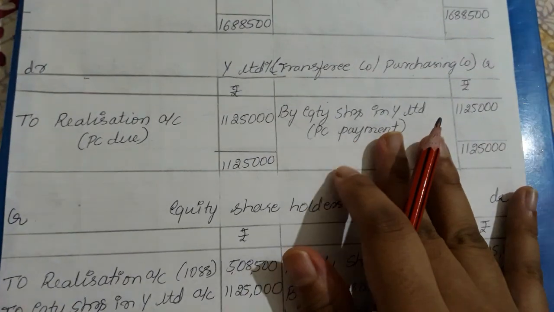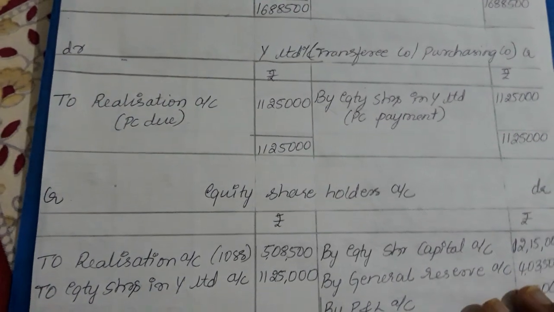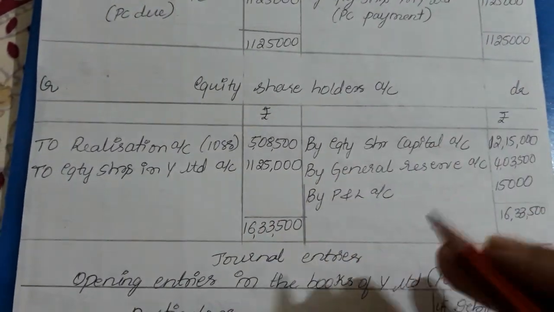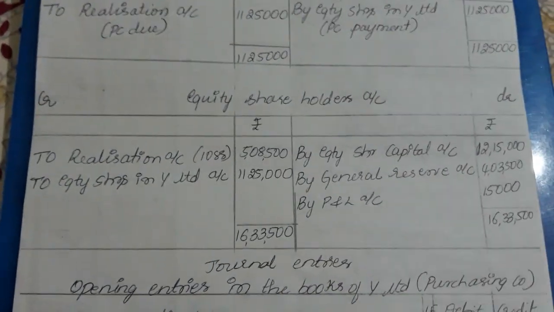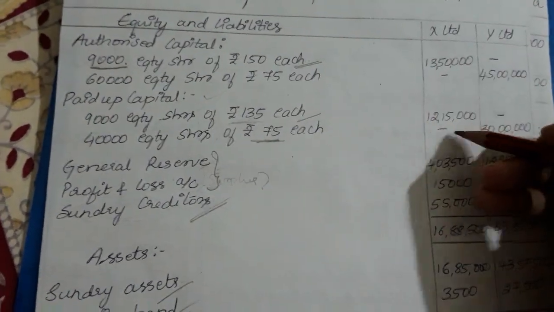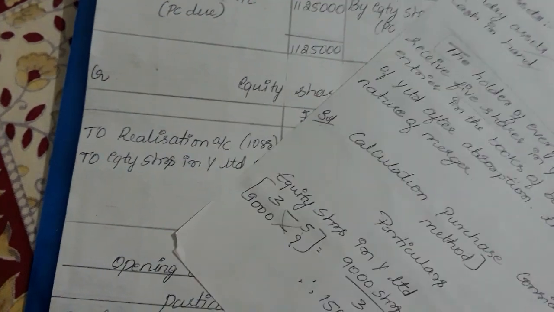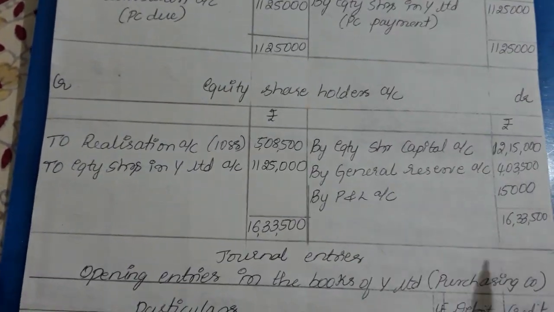Hope you have understood the Y Limited purchasing company account, or transferee company account. Next, coming on to the equity shareholders account. On the debit side, from the old balance sheet, whatever relates to the equity shareholders, that is the equity shares and reserves and surplus, needs to be recorded.